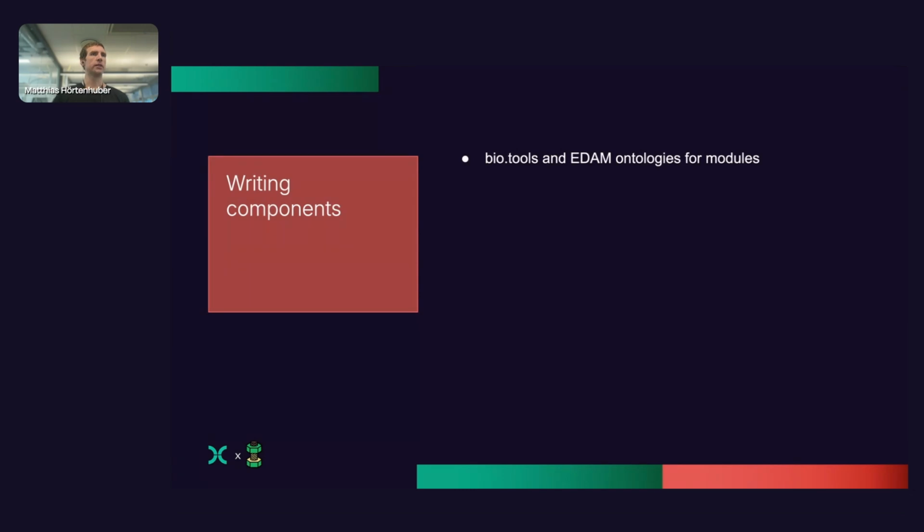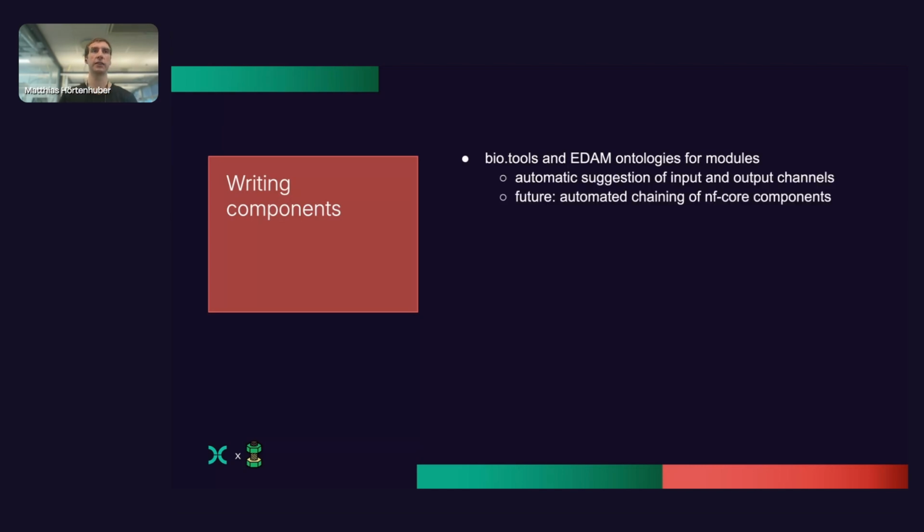What's new in writing components? We added quite recently ontologies for modules, biotools, and EDAM. You might have seen that now we have these entries in the meta YAML of the modules, but it not only changes stuff in the meta YAML, it actually allows us to automatically suggest input and output channels for a module based on the information biotools provides us.